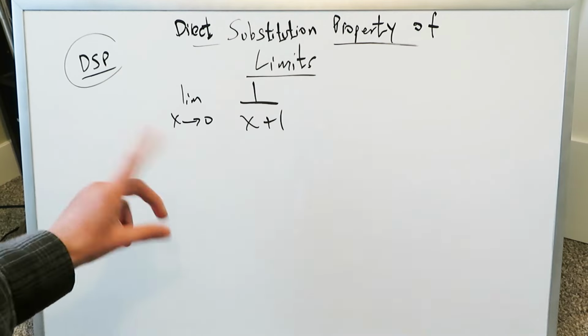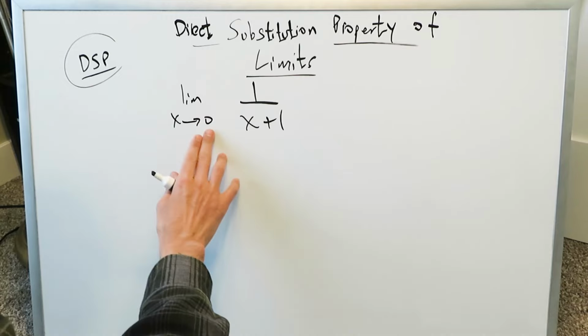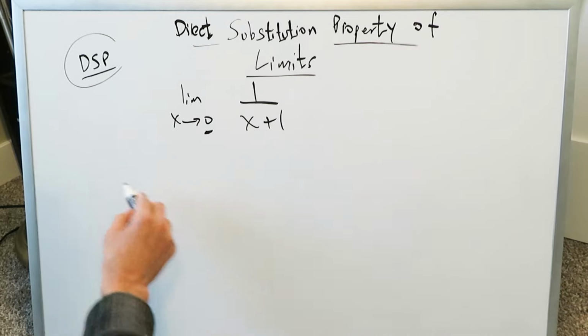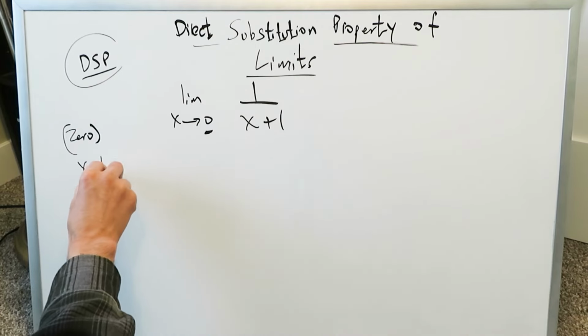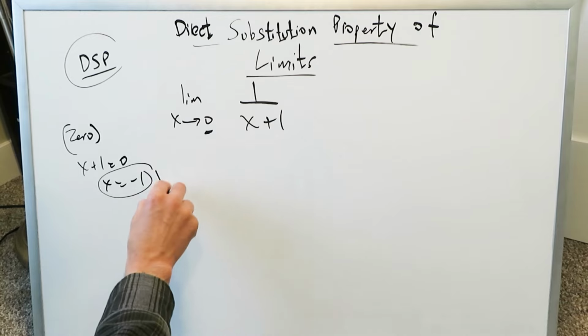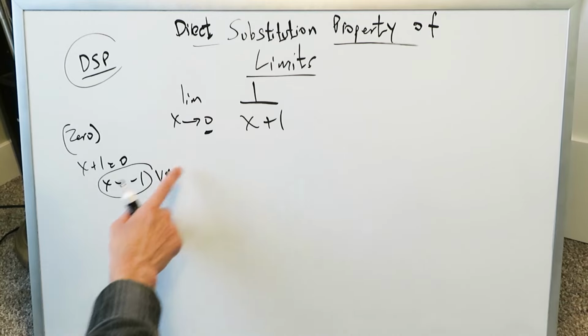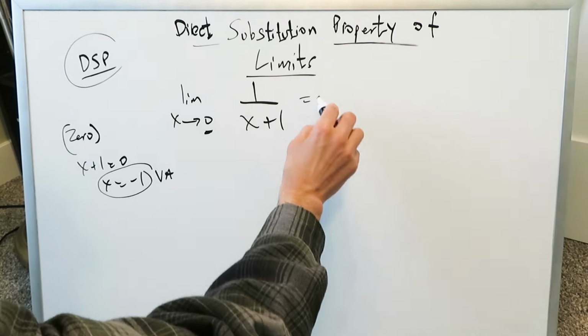The first question we're doing is limit as x approaches 0, we have 1 over x plus 1. How do you know if this a value is in the domain? Find the 0 of your polynomial in the denominator. X plus 1 is equal to 0, x is equal to minus 1. X equals minus 1 would represent a vertical asymptote, but 0 is not the same as minus 1, so this is in the domain of this function.